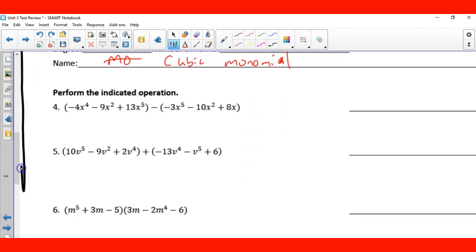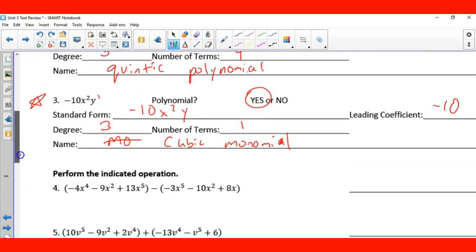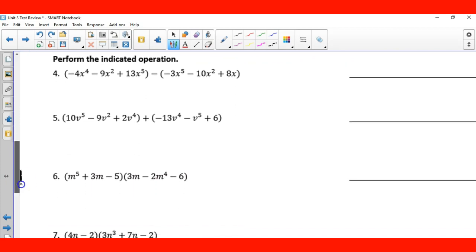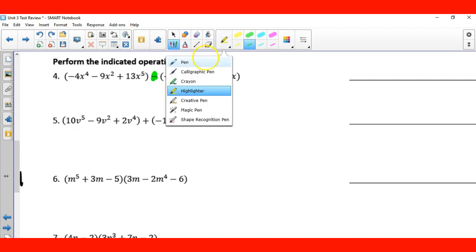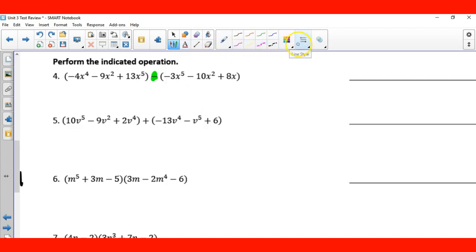All right, number 4 right here. Perform the indicated operation. Guys, please pay attention to the signs. As you can see, this is a subtraction, which means we are subtracting like terms. Just combine like terms.